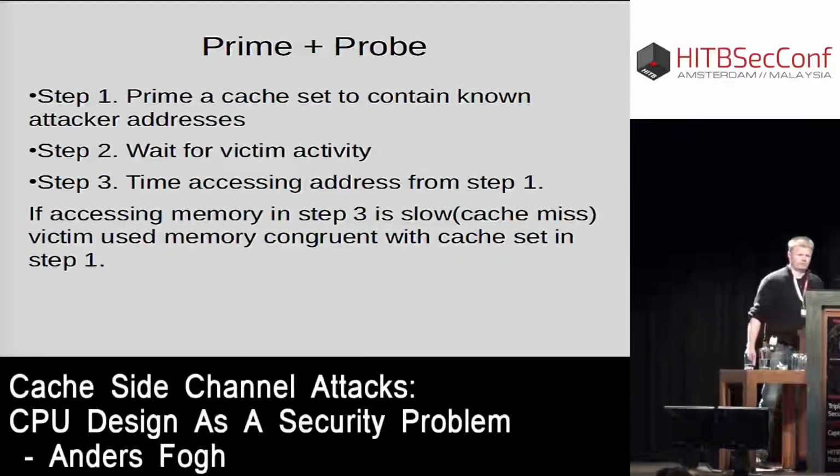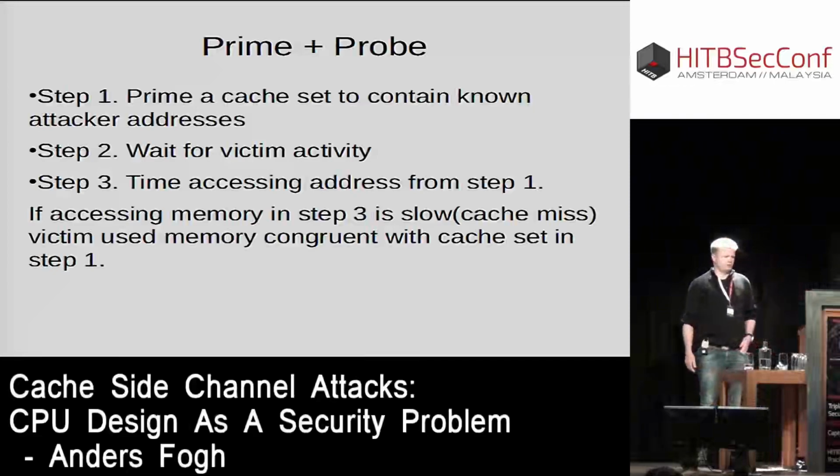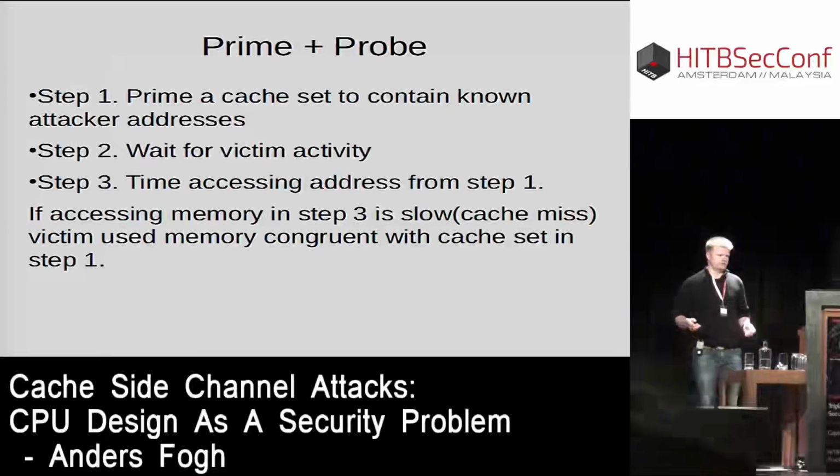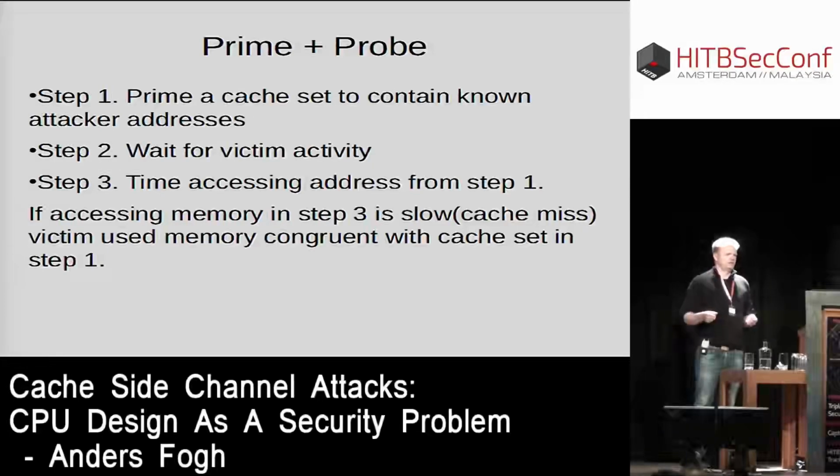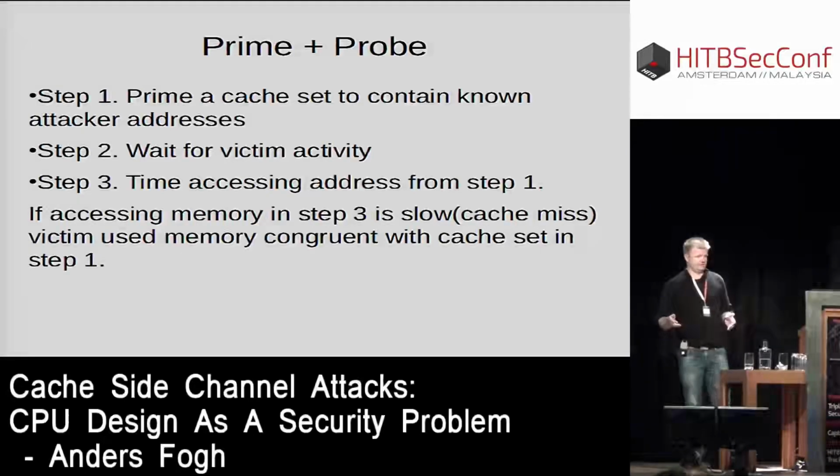So there is a more powerful attack that alleviates this problem. It's prime and probe. The first step of prime and probe is to manipulate the cache to a known state, that is, to make sure that a cache set contains only known attacker addresses. Secondly, we just wait for victim activity, and finally we time accessing addresses used in step 1. What happens is, if the victim used something congruent to this set, he will throw out one of our addresses, and we'll get a cache miss when we try to access it, and we'll know he used memory congruent to this cache set.